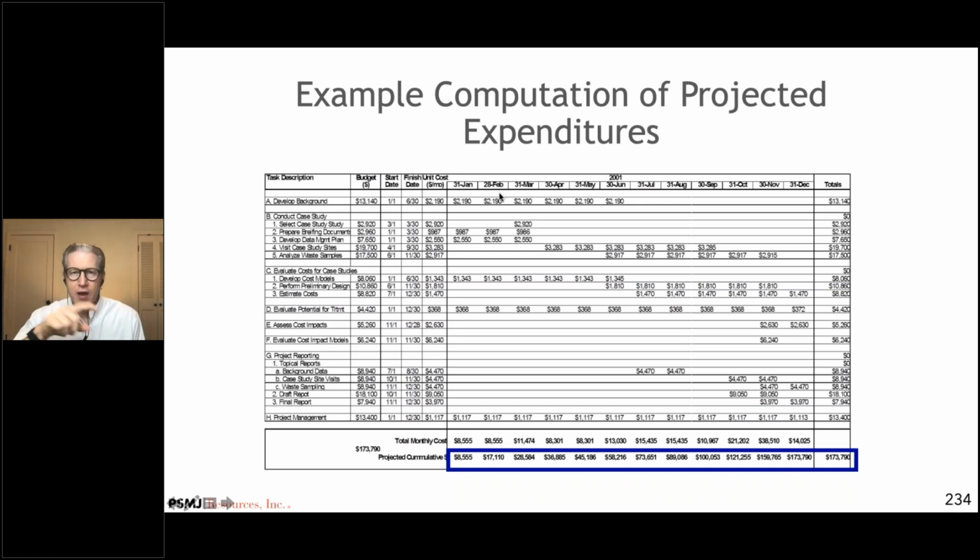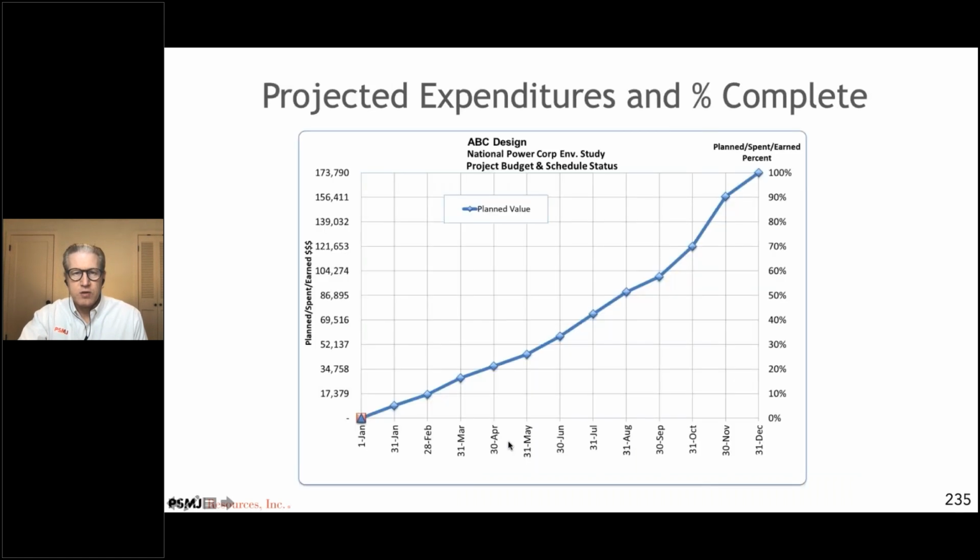Is there anything different happening in February than was happening in January according to this plan? When you look at that? No, it looks to be the same. Yep, to me it looks to be the same. So we've got another 8,555, so the projected cumulative goes up to $17,110. Does that make sense in there? Yeah, that makes sense. Okay, so here we've got a table, and that table can just be turned into a line graph fairly easily, right?